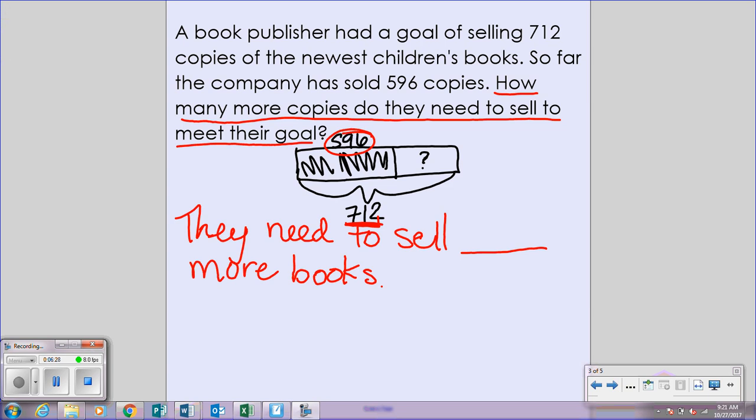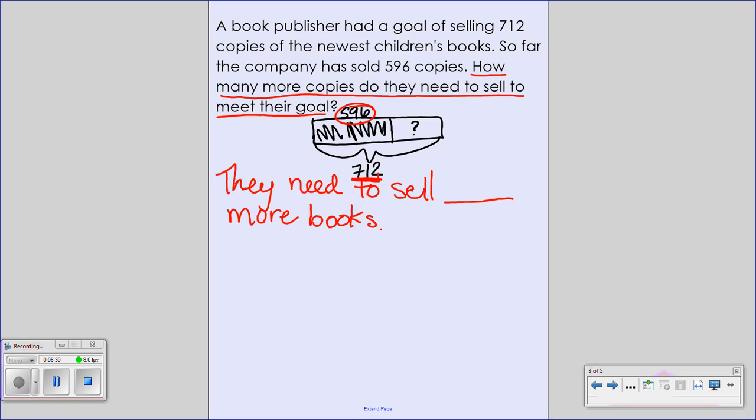We know right now that I have 596. If I add my question mark, I'll get my total. Am I right? Yes. Look at my bar. I know I have 596. And if I add some more, I'll get to 712.